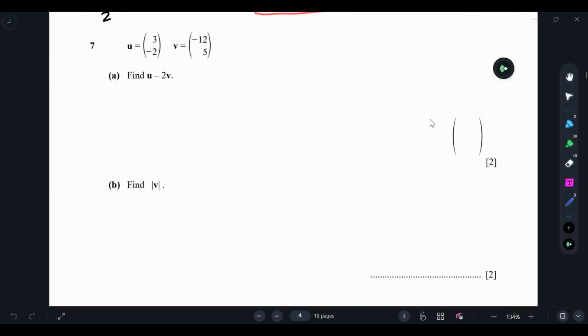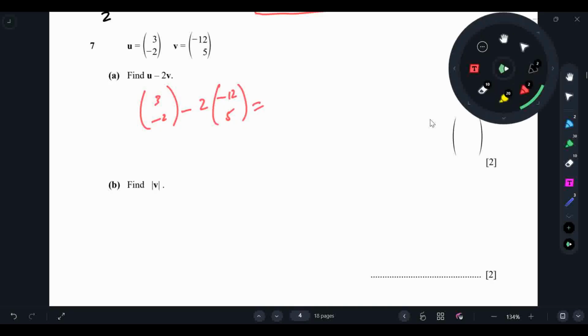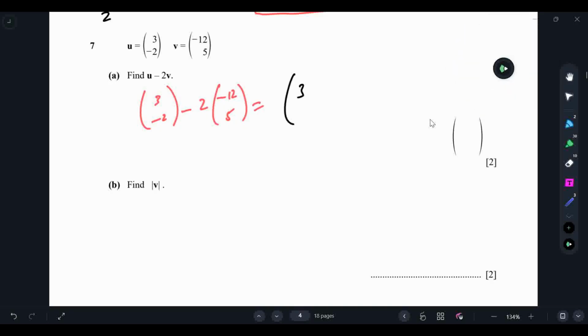Now in question number 7, first one, what we have to do is u minus 2v. It means that u is 3 minus 2, minus 2 into minus 12 and 5. So this will be equals to 3 plus 24 and -2 minus 10. Now if we simplify it, the final answer will be 27 and -12. This will be the final answer. Let's move to question number 7, part B.